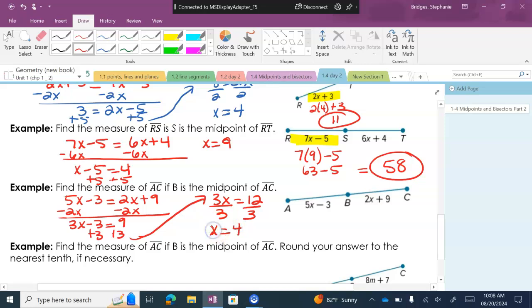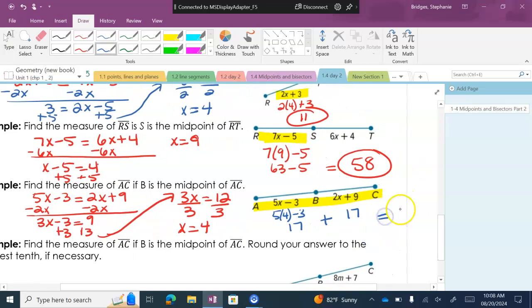4. Okay, now on this one, though, it doesn't ask me for just one piece. It asks me for the whole thing. So what I need to do is just plug it in. I'm going to go 5 times 4 minus 3. What's that give me? 20 minus 3, which is 17. And if that part is 17, what is the other part going to have to be? 17. So together, I would just add, and I would get a total for AC of 34. So this time, every other question, they were asking me for just one of the small segments. And this one, they wanted the whole thing. So I just had to plug it into both and then add them together. Does that make a little bit of sense?